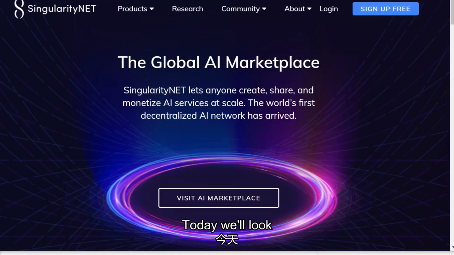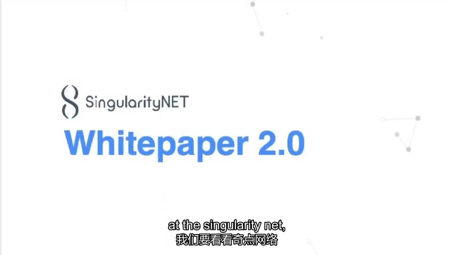Hi there. Today we'll look at SingularityNET, the global AI marketplace, as it is advertised on their website. Specifically, we're going to look at the SingularityNET white paper 2.0 as it appeared in 2019. So it's version 2. Version 1, I think, appeared in 2017.